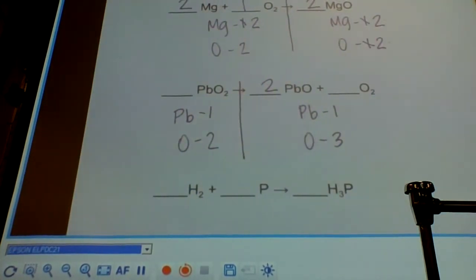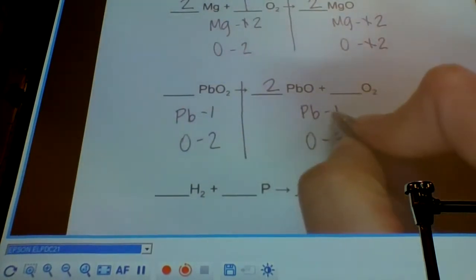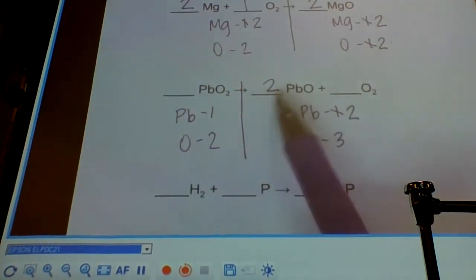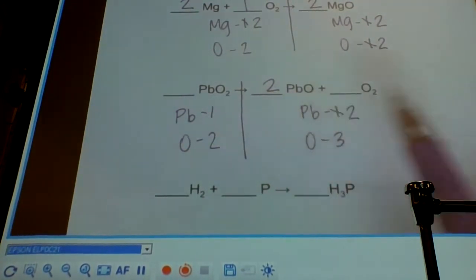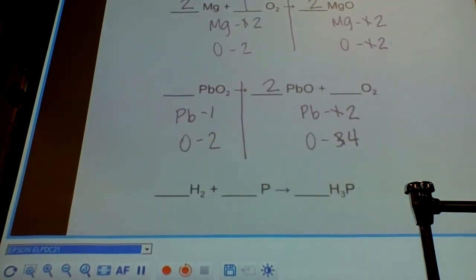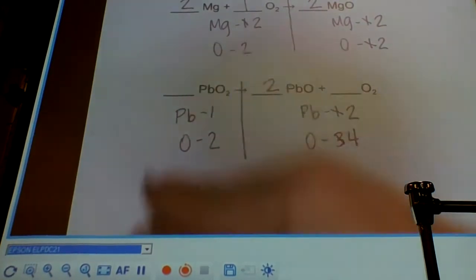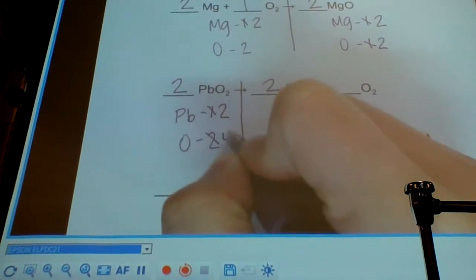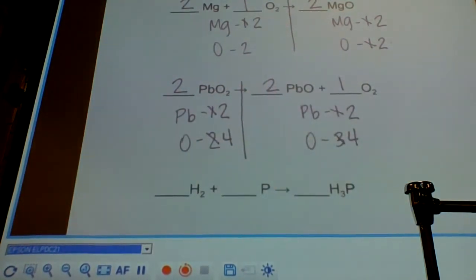and recount my atoms. So how many Pb? 2. How many oxygen? 4. So I have 2 in this oxygen, 2 on this oxygen, so 4 total oxygen. And then how do I make the left side balance? Just add a 2. Use the 2 as well. Put a 2 here. That gives me 2 Pb and 4 oxygen. So I get 2, 2, 1.